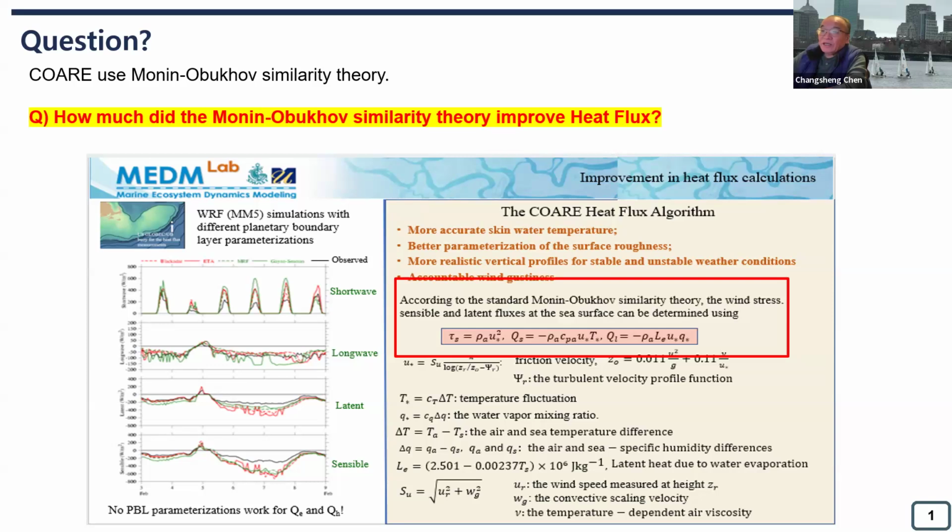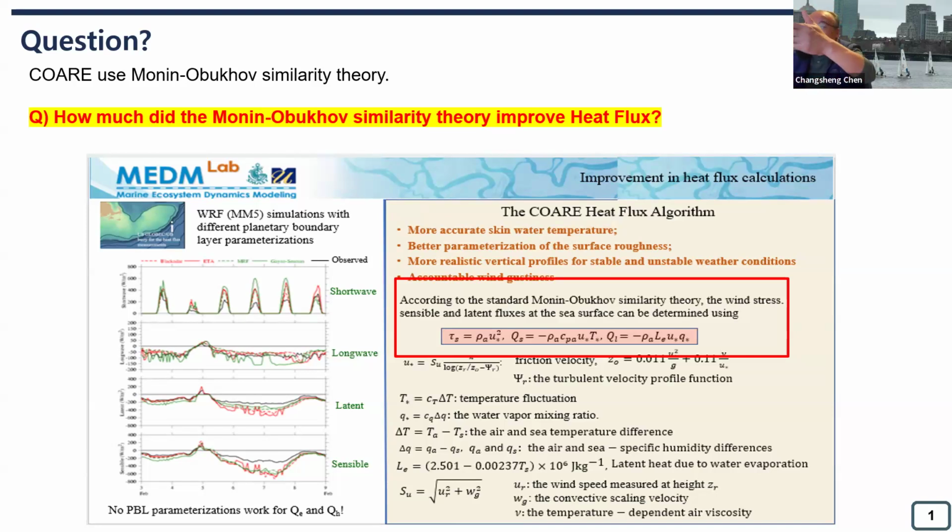Instead of the 10-meter wind, they use the wind stress, the friction velocity at the surface. And instead of the 2-meter or 10-meter temperature for the heat flux, they use the temperature difference at the sea surface. The calculation method is still the same.